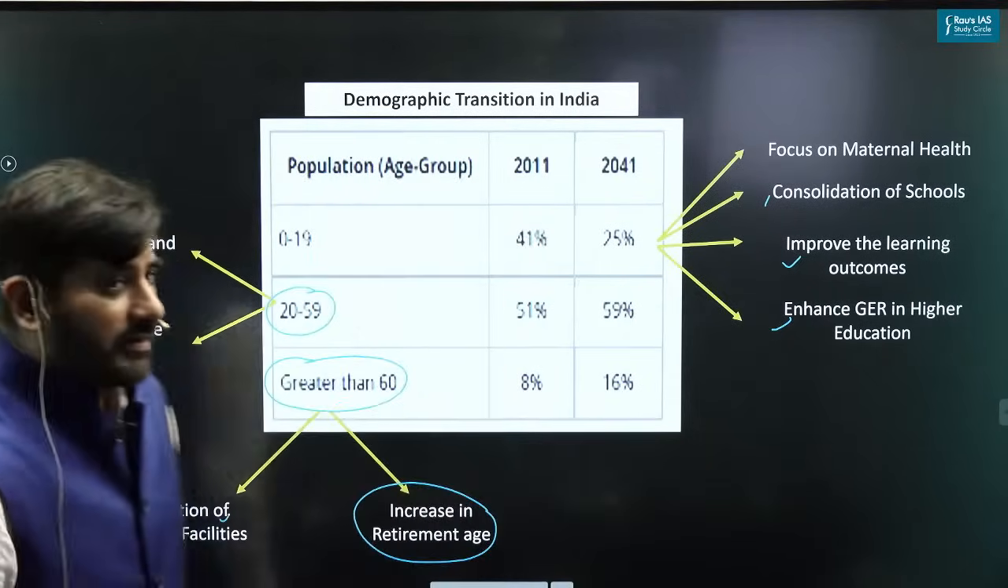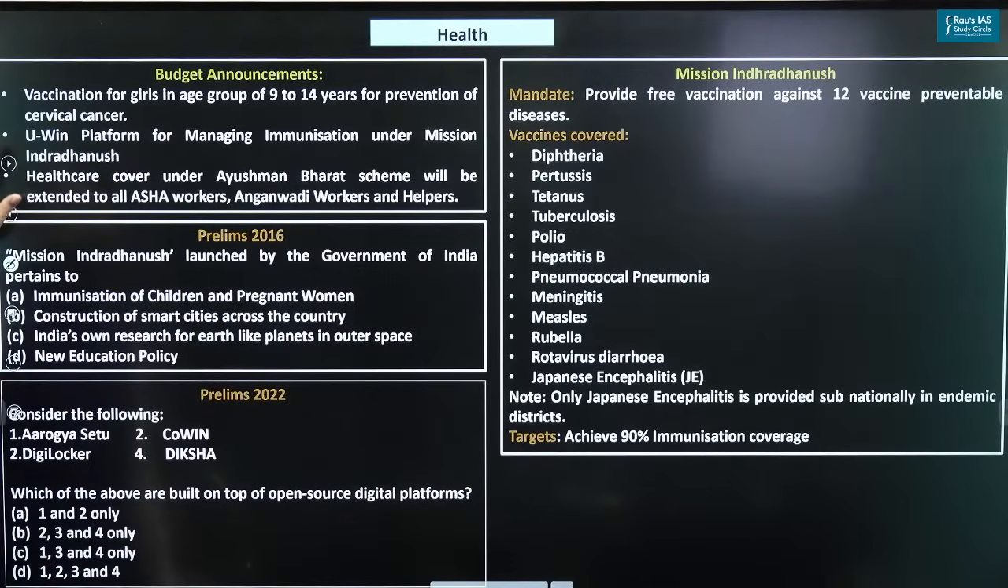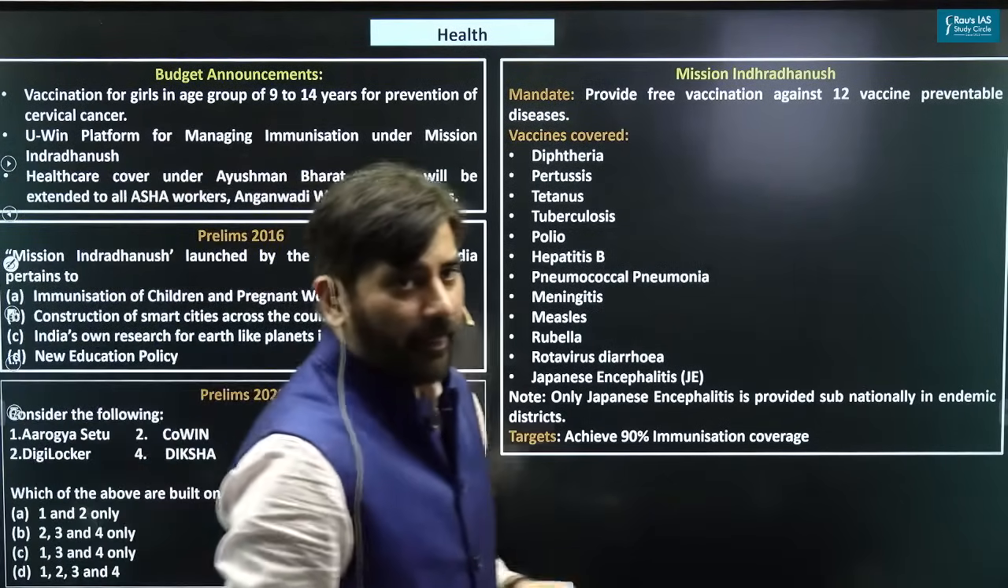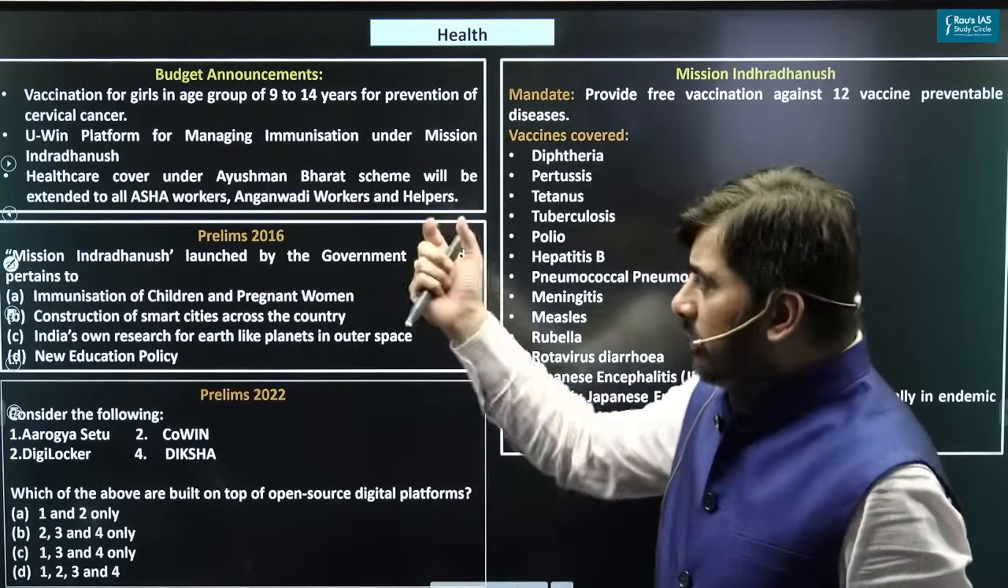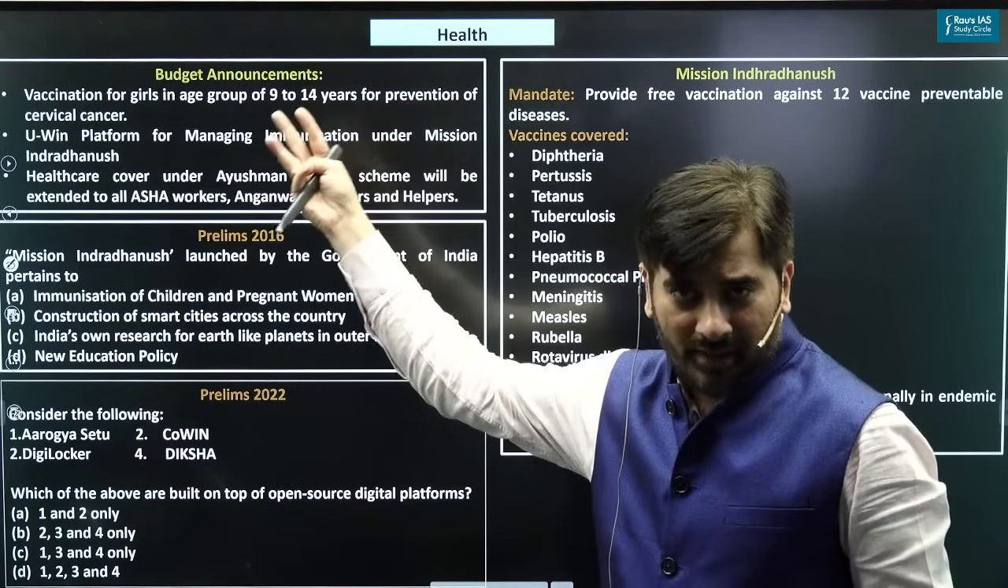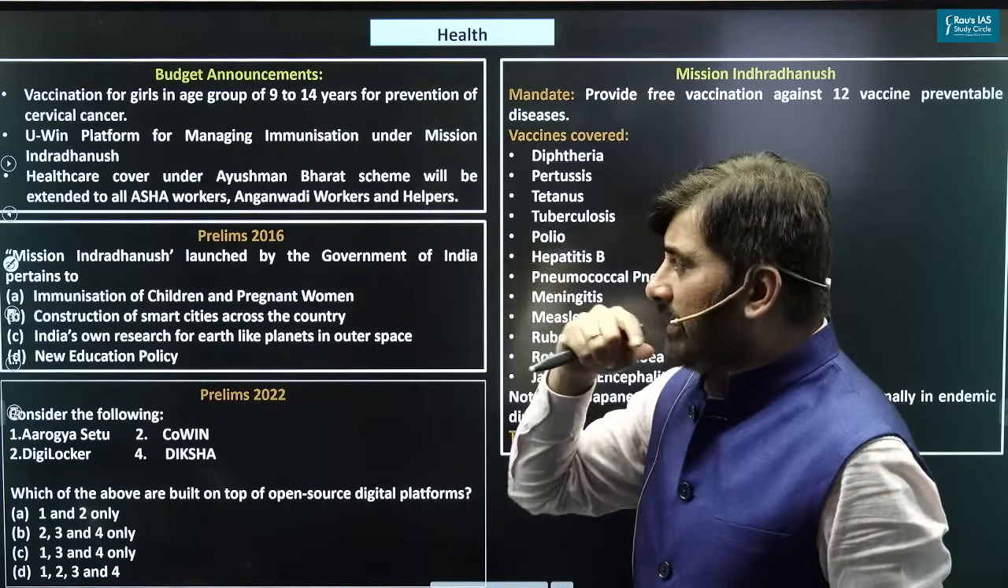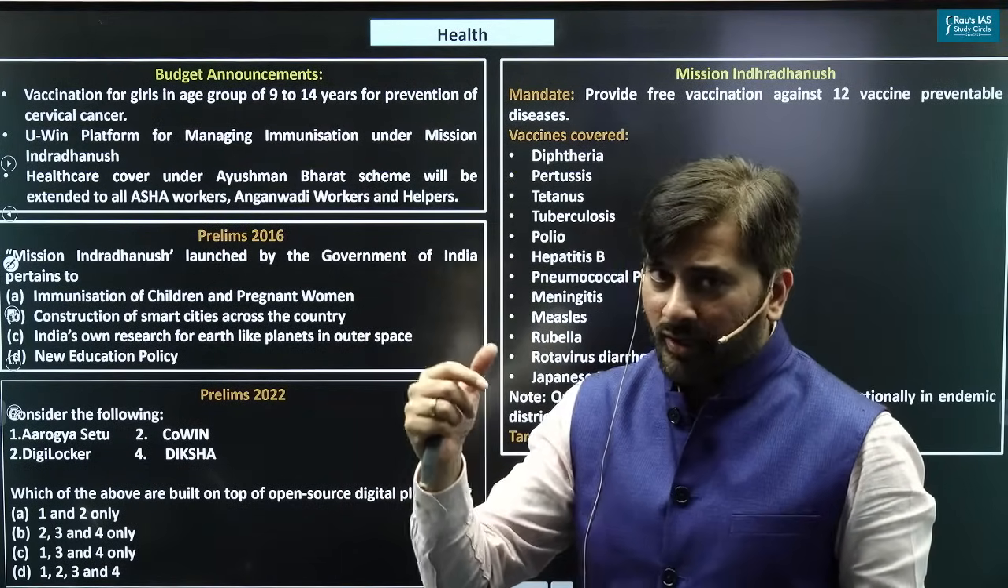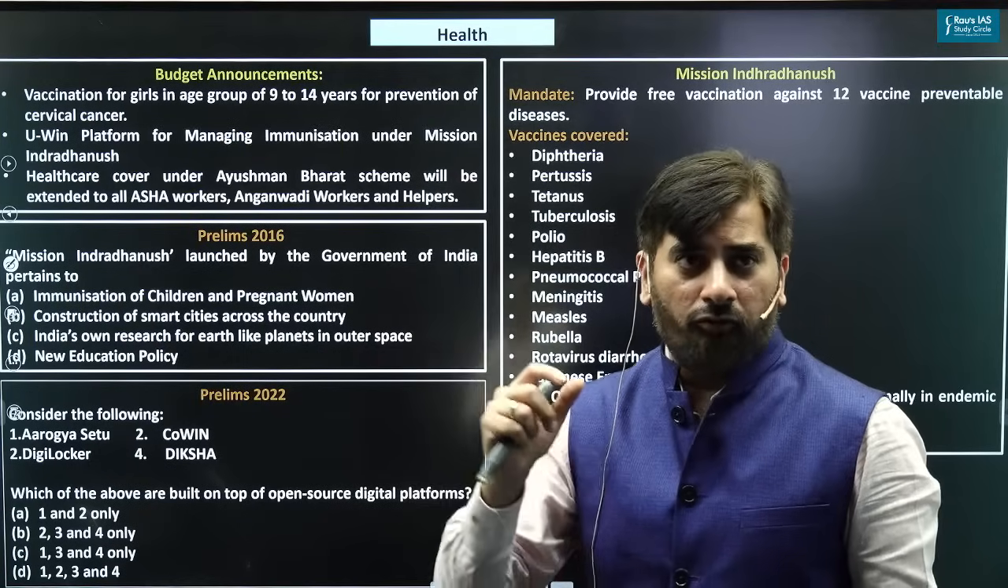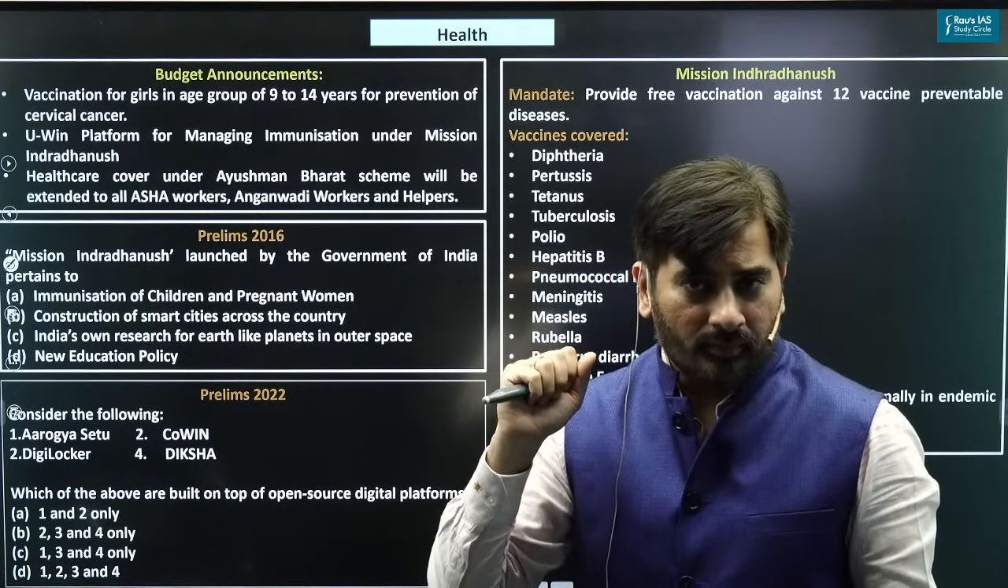Now let's take up the next one, that is health. Now you can see with respect to health, you have 3 major announcements. Announcement number 1, the government is set to introduce a vaccination for cervical cancer.